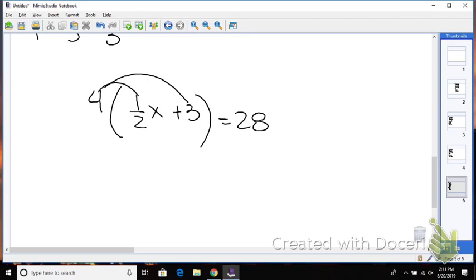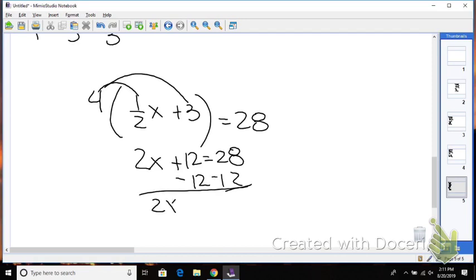So what is 4 times 1/2? 2. So I have 2x plus 12 equals 28. Does everybody agree? Okay, subtract 12, subtract 12. So I have 2x equals 16, so x is equal to 8. Everybody good with that? 8 is great.